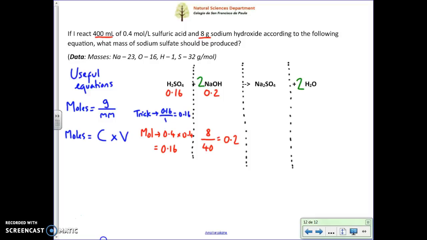What's the equation for moles? It's moles equals concentration multiplied by volume. If I'm given something about the concentration and volume of one of my reactants, not the mass, I can work out the number of moles just by multiplying those together. Right, so I'm going to do the same thing for my sodium hydroxide. I've got 0.2, this time divided by a coefficient of 2, which is going to give me 0.1.